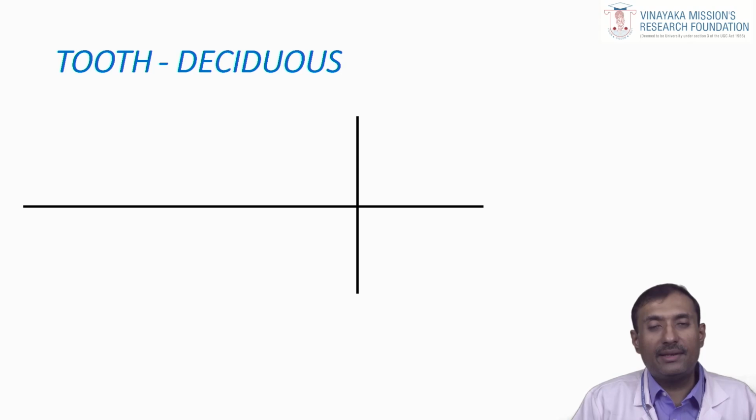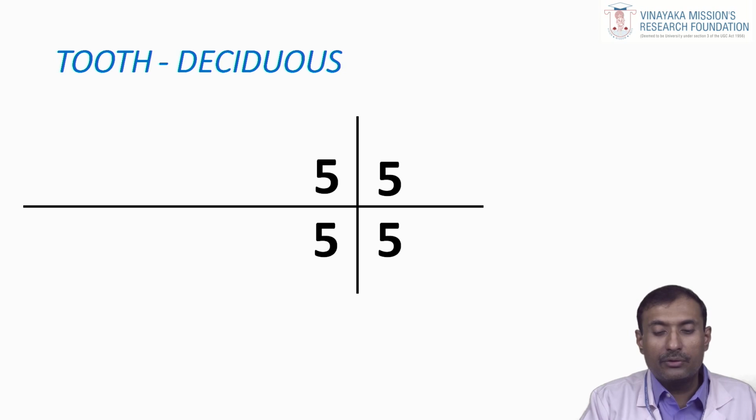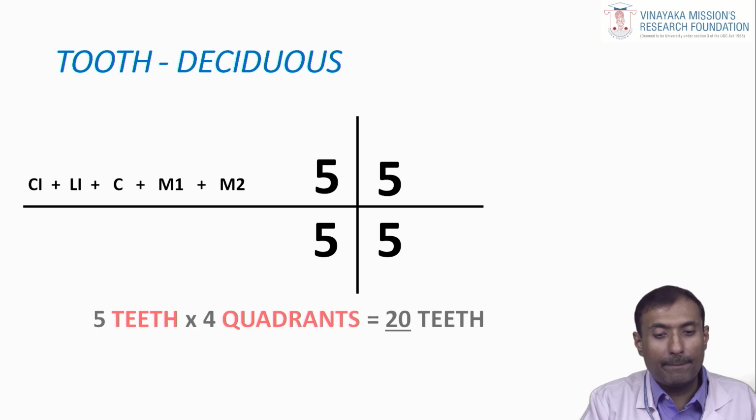Now coming to how many teeth there are in each quadrant. For the purpose of representation, I am going to magnify one particular quadrant, and in this quadrant I shall try to explain the number of teeth. Each quadrant has 5 teeth. The formula would be a central incisor, a lateral incisor, a canine, first molar and second molar. These are all the deciduous teeth. What we can see here is that we do not have premolars. So we have 5 teeth, 4 quadrants, so a total of 20 teeth.